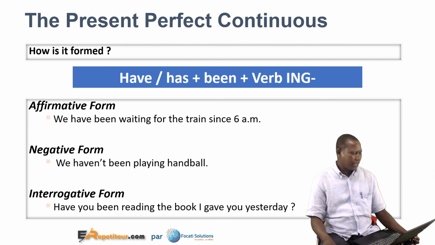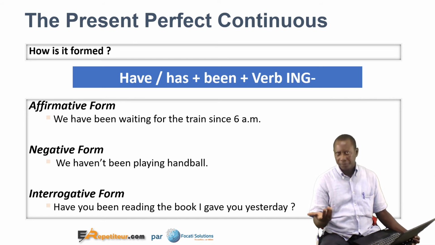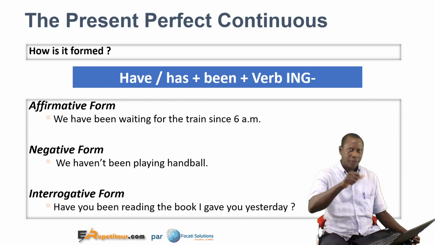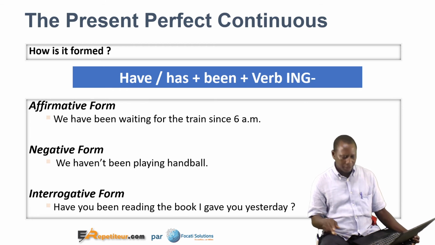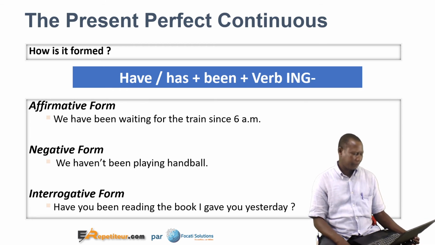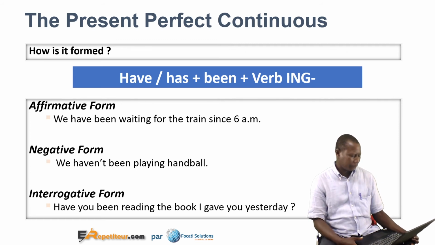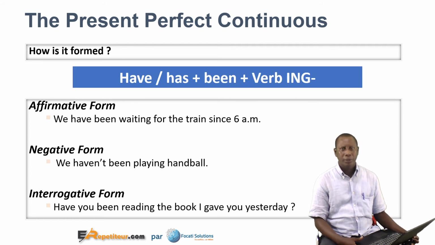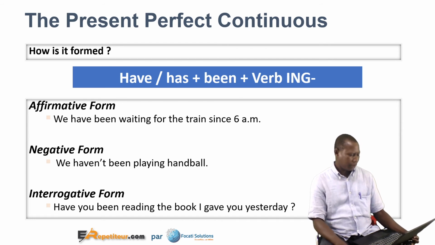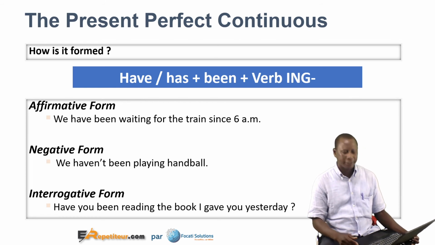Okay, now let's get down to the fourth past tense, that is, the present perfect continuous. How is it formed? We use have or has plus been plus verb ing. In the affirmative form, we say, we have been waiting for the train since 6 a.m. In the negative form, an example, we haven't been playing handball. In the interrogative form, have you been reading the book I gave you yesterday?